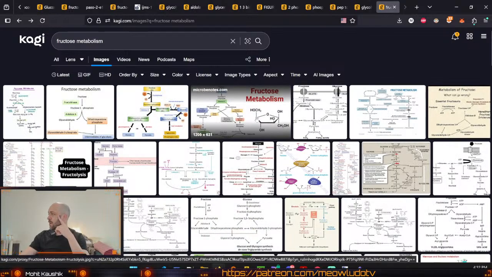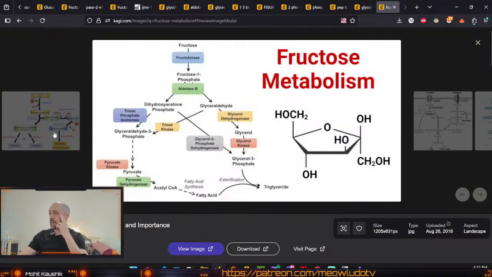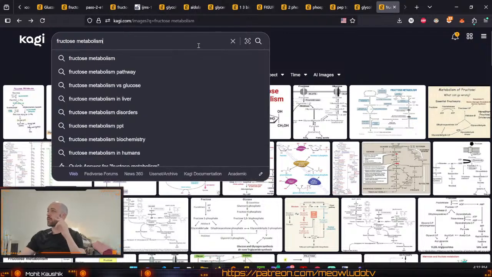1, 2, 3, 4, 5, 6. It's got 6 carbons. Okay. So it can enter the glycolysis pathway, fructose 6C, fructose 1-phosphate aldolase. So it's entering it as fructose 1-phosphate. Okay.